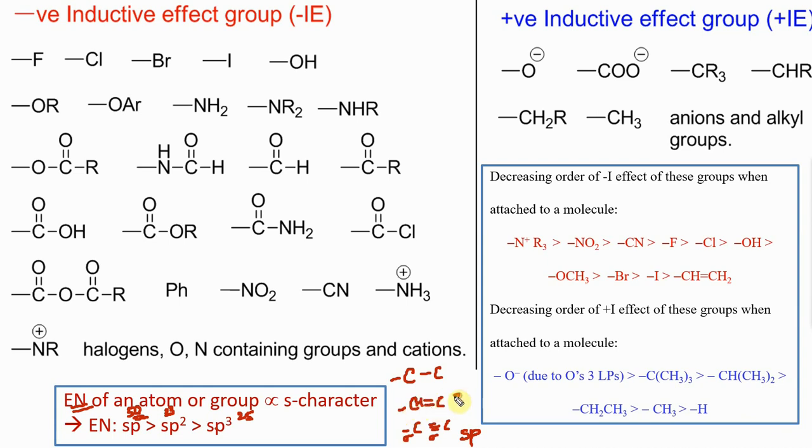So there are 3 sigma bonds, so this is sp2. Carbon with all single bonds is sp3. So hence this is going to be more electronegative. This is next more electronegative. This is the least electronegative. See, this is more electronegative. That is why we have placed it here. Alright, so hope you are able to do this.